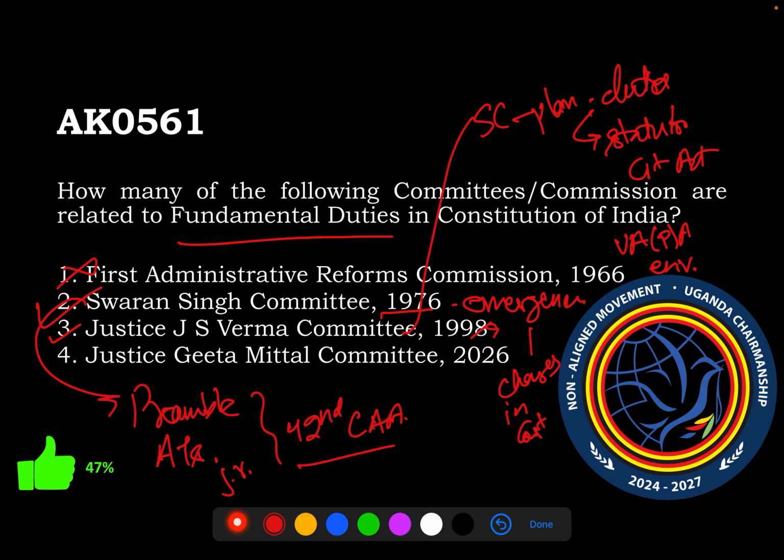Fourth is Justice Geeta Mittal Committee. This was in the news earlier this year. They were appointed in 2023, and are supposed to submit the report by July this year. It's a 3-member committee, all women, to monitor the rehab work in violence-affected Manipur. So it has nothing to do with fundamental duties as such. So 2 and 3 are the correct answer.